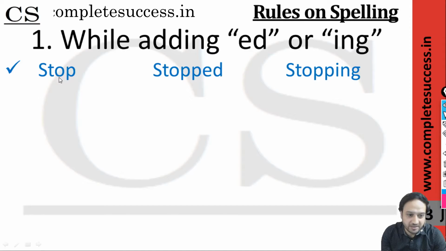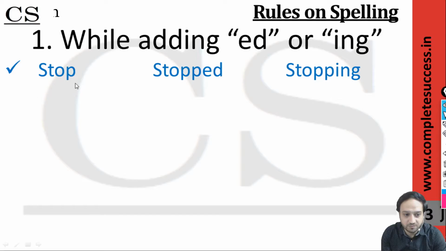for example, this p is a consonant and this o is a vowel. So before this last letter, which is a consonant, there is an o, which is a vowel. So when we add ed or ing to this word stop, we'll double the last consonant. So stop will become S-T-O-P-P-E-D and stopping S-T-O-P-P-I-N-G.